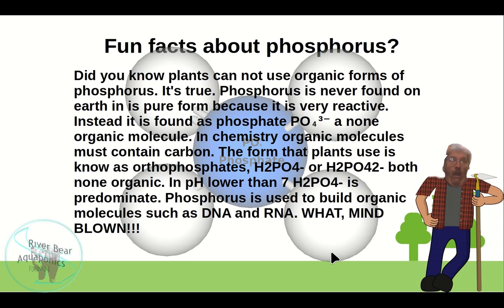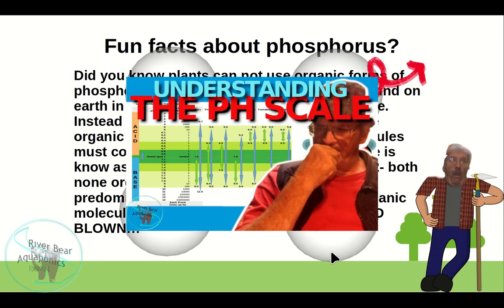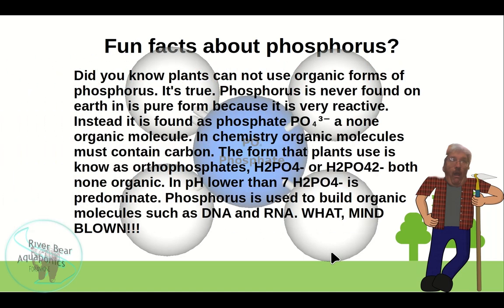The form that plants use is known as orthophosphates, H2PO4 negative, or H2PO4 2 negative. Both are non-organic. In a pH lower than 7, neutral, see my video about the pH scale, H2PO4 negative is predominant. This is the range that we generally grow our plants in. Phosphorus is used to build organic molecules such as DNA and RNA.